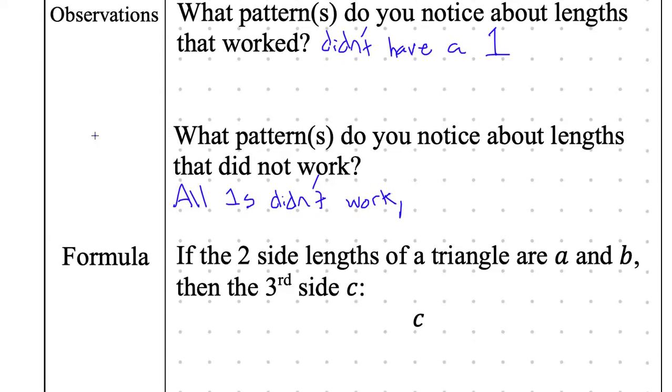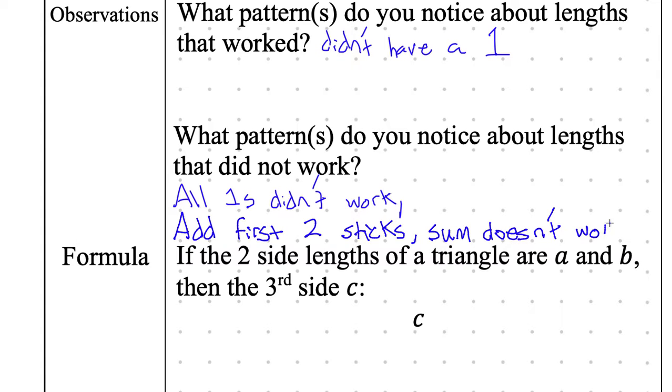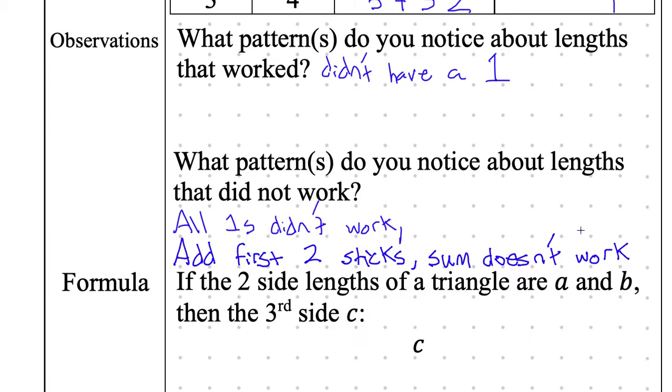Let's write it down. Add first 2 sticks. The sum doesn't work. So if you add the first 2 sticks in the first 2 columns, then their sum won't work. And that makes sense because if I have a length of 1 and a length of 2 and a length of 3, 1, 2, and 3, they should be the same length, so they can't make a triangle. It's just a straight line.